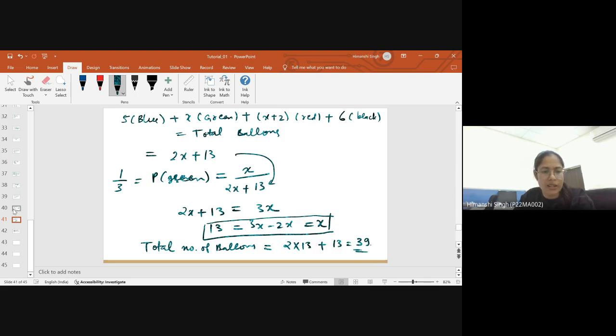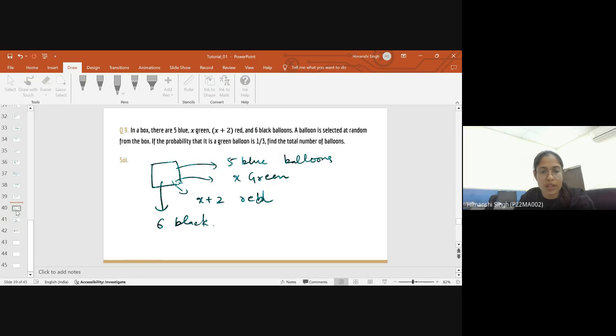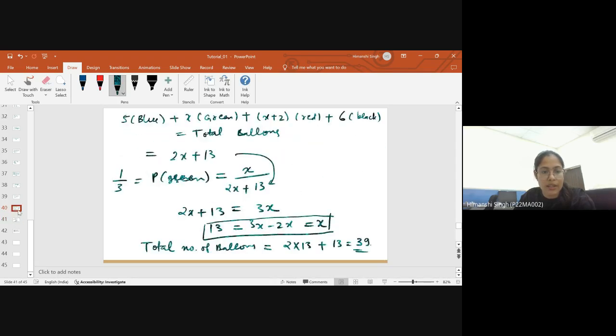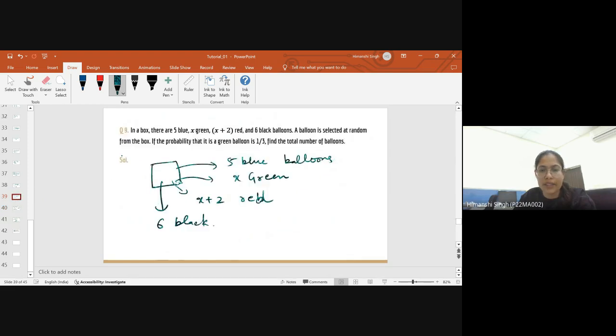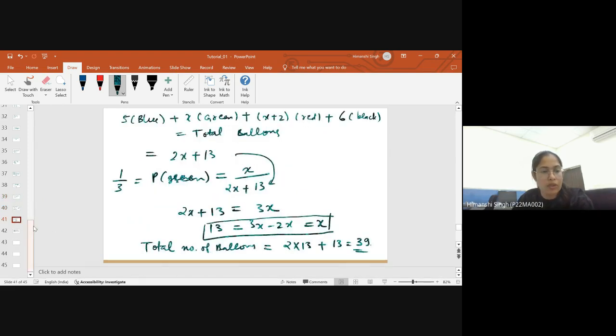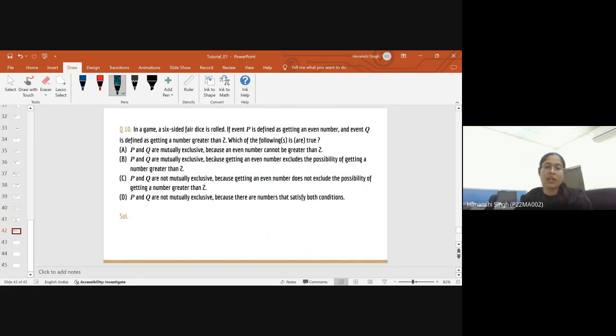So I think 3 persons have solved and all 3 have answered it correctly. I hope it is clear to all of you that the total number of balloons is 39. So we will be moving forward to the next question.